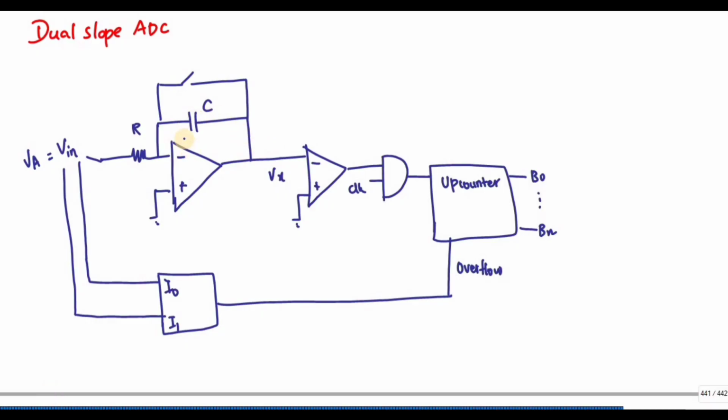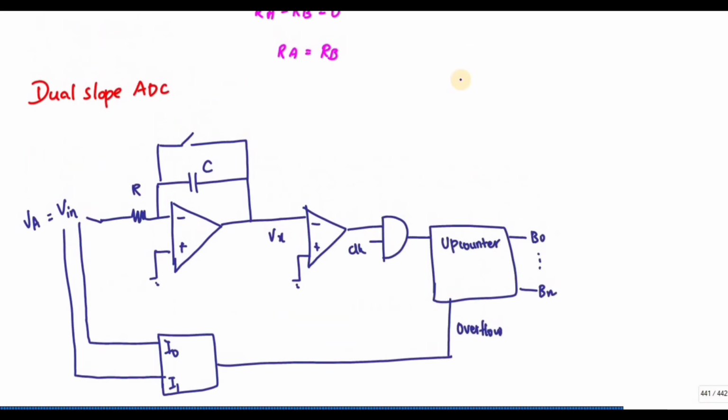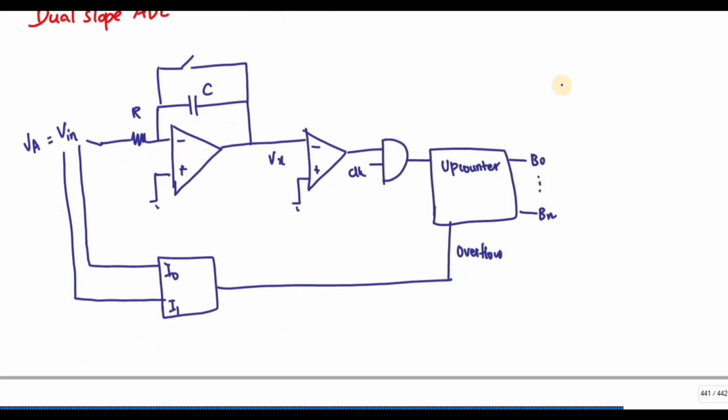In this video, we are going to discuss dual slope ADC. In the previous class, we discussed single slope ADC. In the single slope ADC, you have only one slope, like this. So this is a slope.